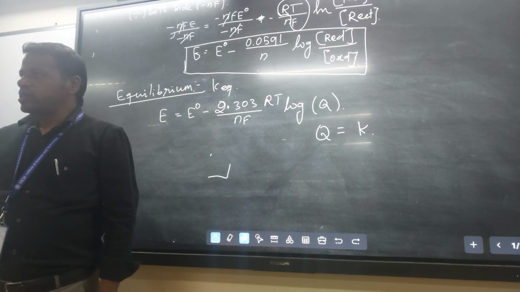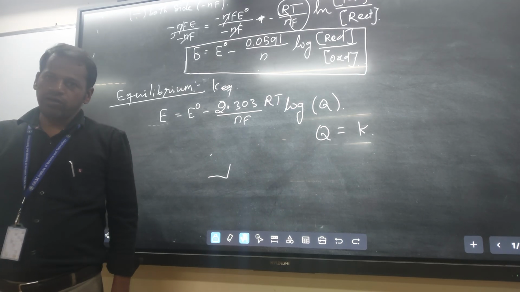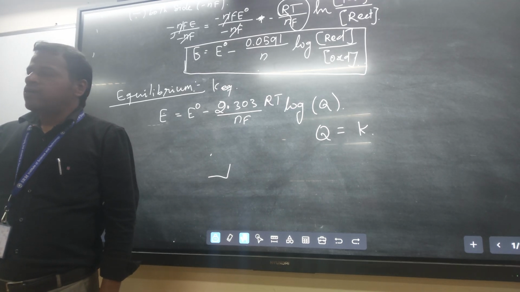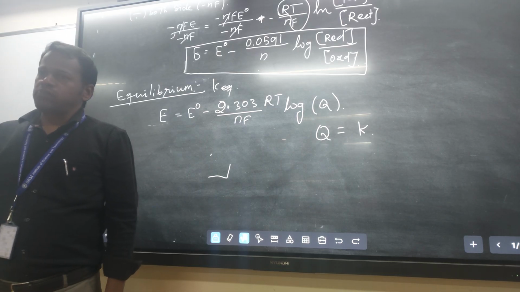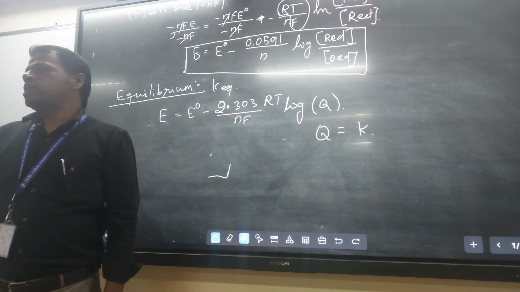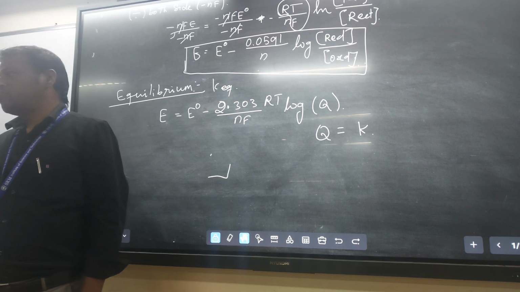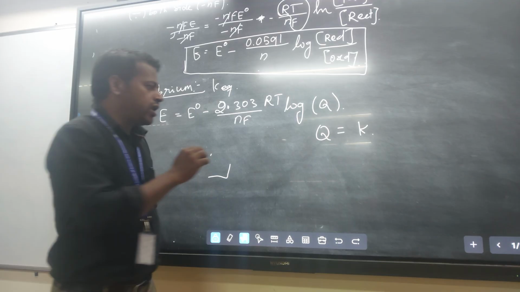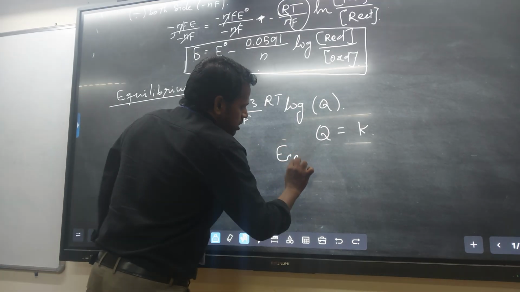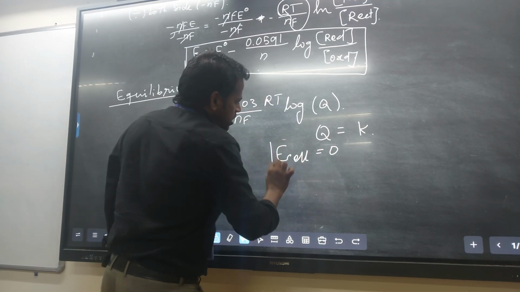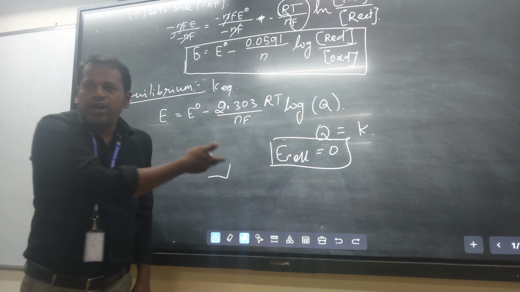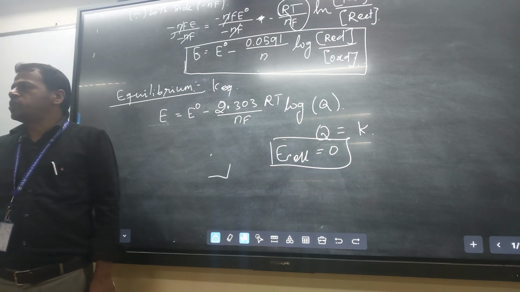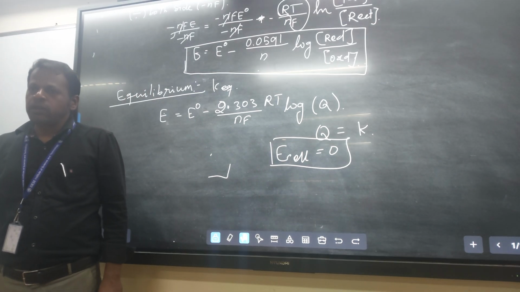We use the cell in our calculator or wall clock. After some days, after some months, we throw it because there is no charge in that, which means it won't transfer the electron from anode to cathode. Therefore, that is a dead cell. Dead cell means E cell value is 0. That is, the reduction potential value is 0. That is called a dead cell.